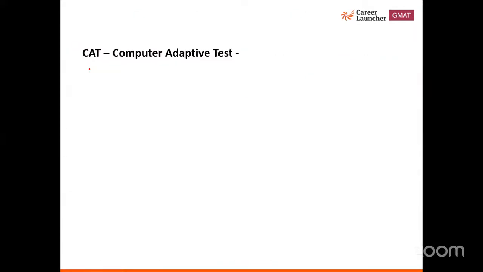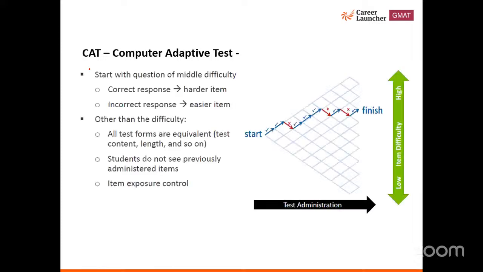Now, GMAT is a computer adaptive test. I'm sure most of you must have heard that GMAT is a computer adaptive exam. So what it really means is that the difficulty level of the test will adapt to your performance. So the difficulty level starts at a medium level for everyone. If you get questions right, difficulty level goes up. If you get your questions wrong, your difficulty level goes down. As simple as that. Right?